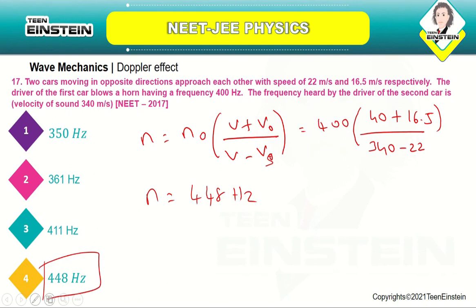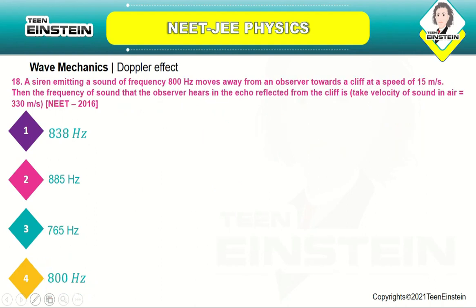Okay, so let us see the next question. A siren emitting a sound of frequency 800 Hz moves away from an observer towards a cliff at a speed of 15 meter per second. Then the frequency of sound that the observer hears in the echo reflected from the cliff is? So here they are telling us to take the velocity of sound in air as 330 meter per second. Okay, so they want us to find out the frequency of sound that the observer observes.